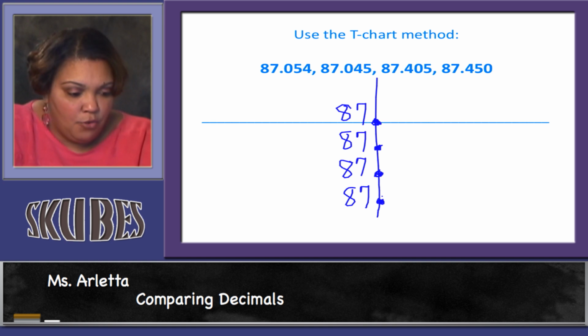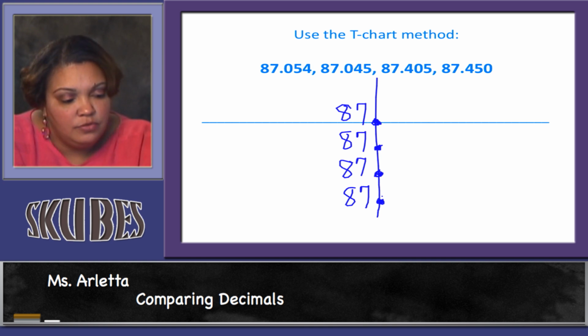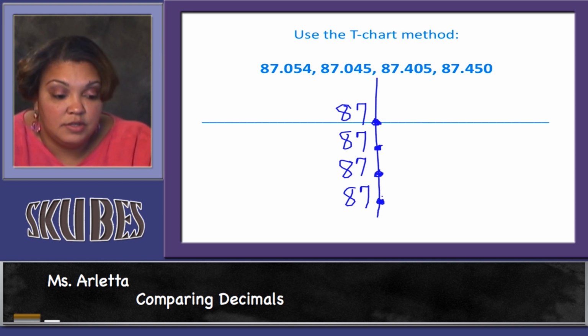Now I need to look at all 4 numbers and, right after the decimal point, decide which is the lowest number. After the decimal point of 87.054, I have 0.054, which is basically 54. The next one is 0.045, which is 45. The next one is 0.405, which is 405. And the last one is 0.450. So when I look at them, the lowest one that I see is the 45.